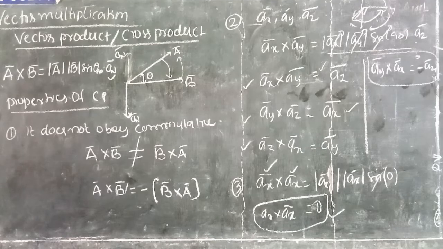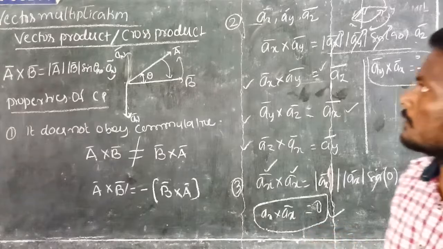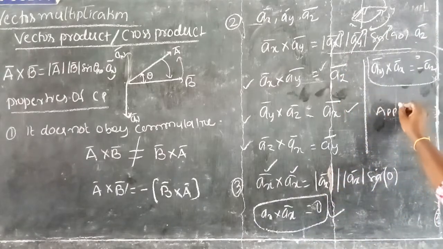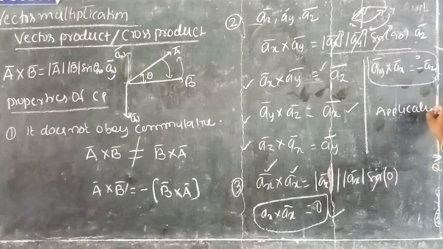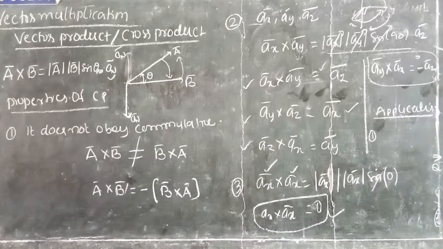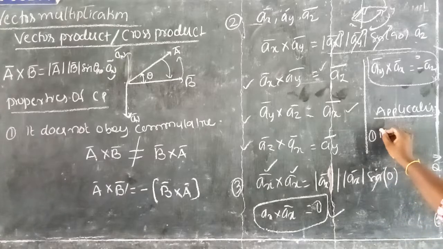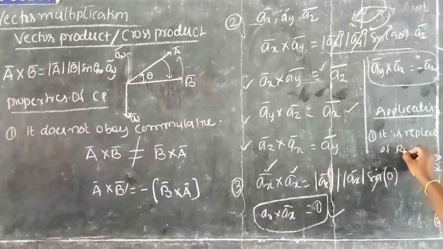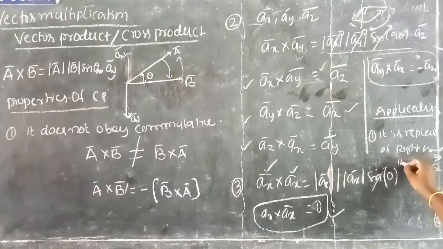Okay, now tell me the applications of the cross product. Here the application is that it is the replacement of the right-handed thumb rule.